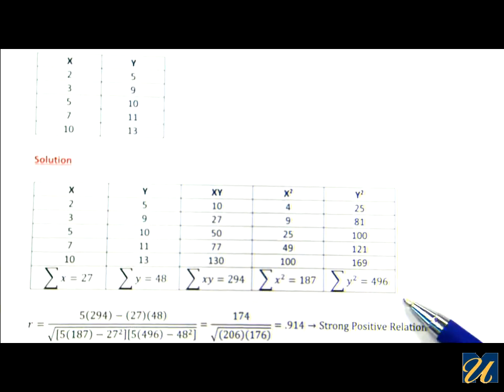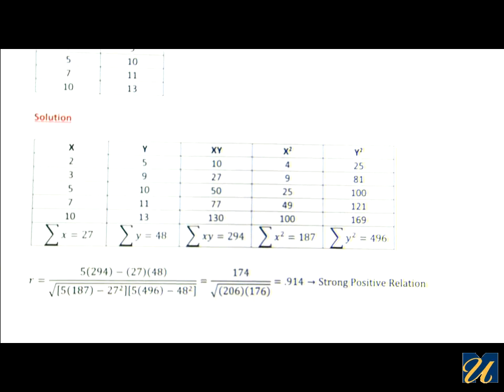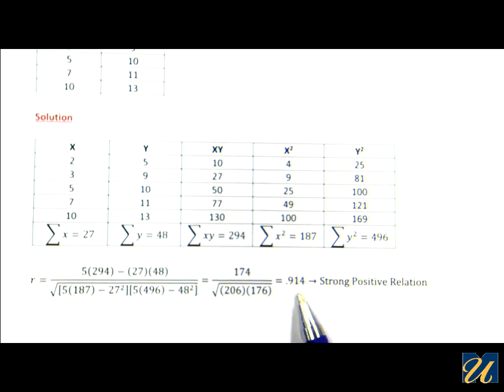Once you have the summation of each column, you go back to your formula and you plug in the numbers that you have found. So in this case, r would be 0.914, is positive and is really, really high. Anything above 0.7 is considered strong, and r between 0.5 to 0.7 is considered fair, and an r that's below 0.5 is considered weak.